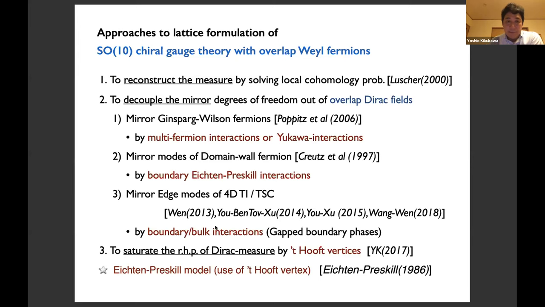Okay, in my approach, I try to saturate the right-handed part of the Dirac measure by the 't Hooft vertices. And this approach is actually very closely related to these three approaches. Okay. And actually, it is also related to the old approach by the Eichten-Preskill model. Okay.